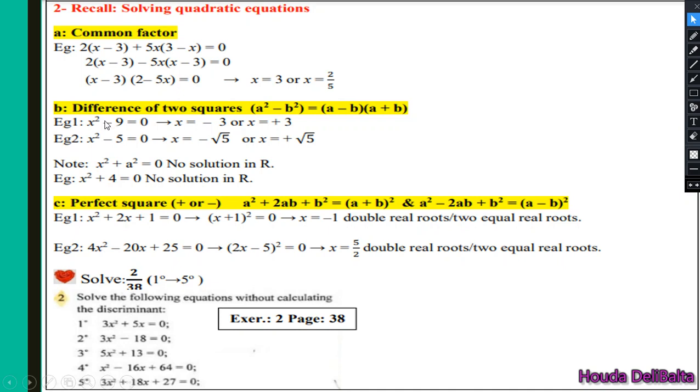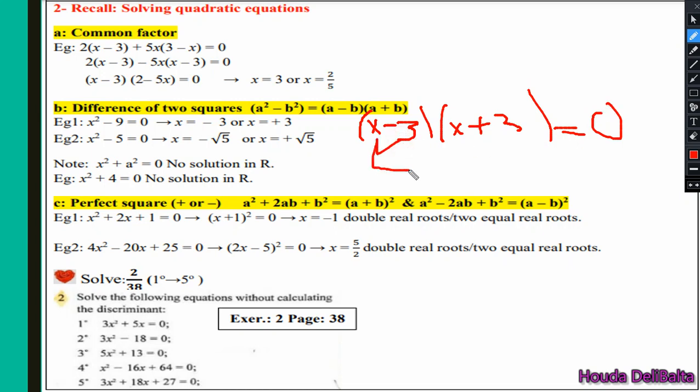Now let's remember the difference of two squares idea. A squared minus b squared, that's the property, equals a minus b into a plus b. Example 1. If I have x squared minus 9 equals 0, and as I keep telling you, we have to factorize first of all in order to solve, then it is x minus 3 into x plus 3, as you know, equals 0. Then the answers or the roots are either 3 or minus 3.